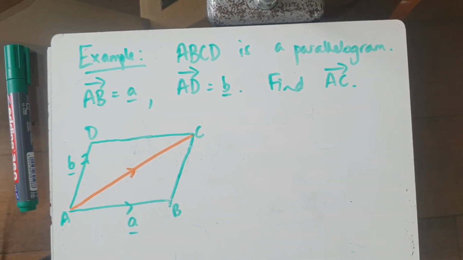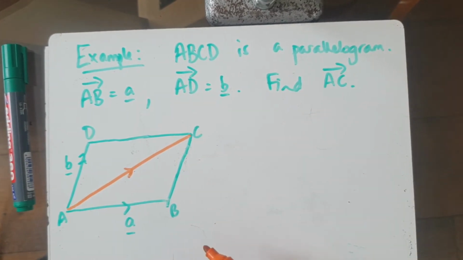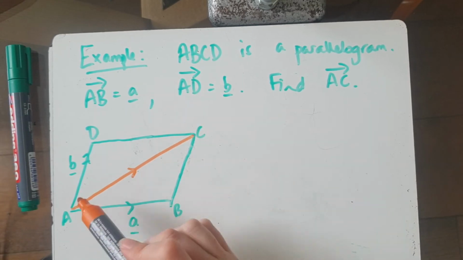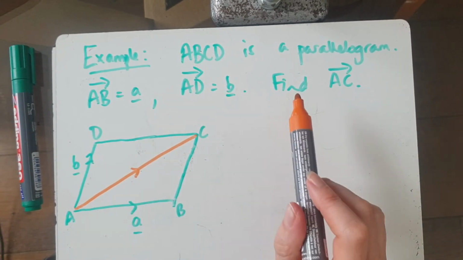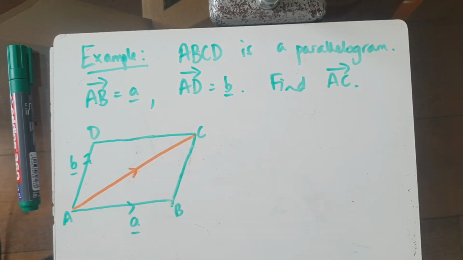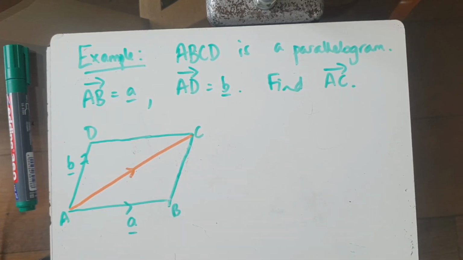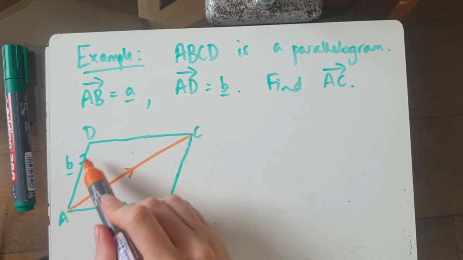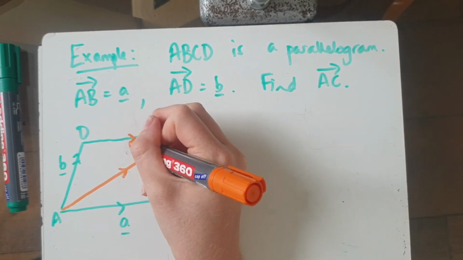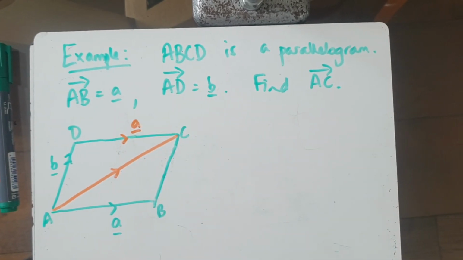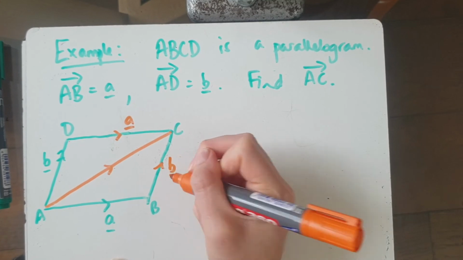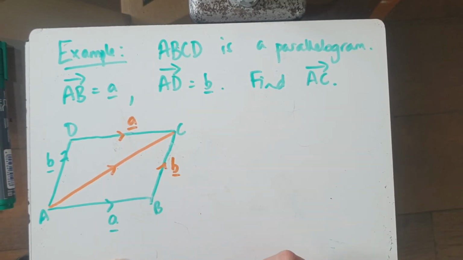Okay, next example. ABCD is a parallelogram. AB equals a, AD equals b. Find AC. So I want to find the distance from A to C. Because this is a parallelogram, this line is moving in exactly the same direction as this line, and this line is moving in exactly the same direction as this line.